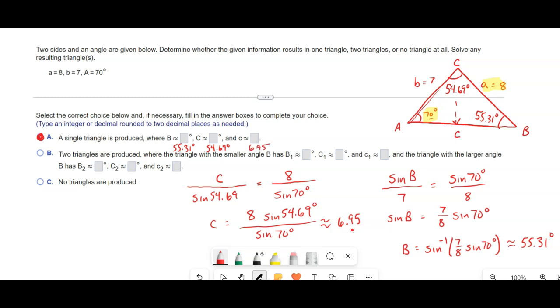All right, let's do a quick little check that you can do. The largest side length should be across the largest angle. The smallest side length, 6.95, should be across from the smallest angle. These are almost the same angle, just slightly different, and you can see that that's 6.95 and 7. This one is just slightly bigger than this one.